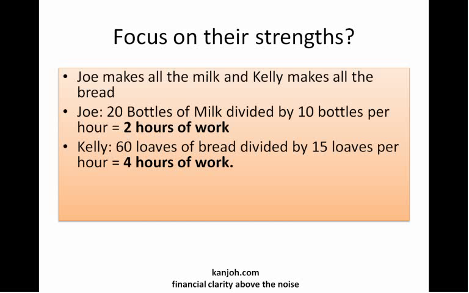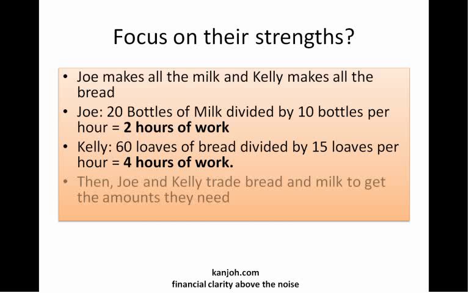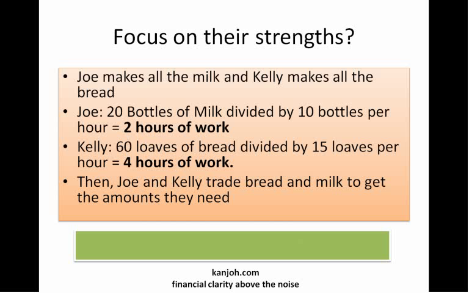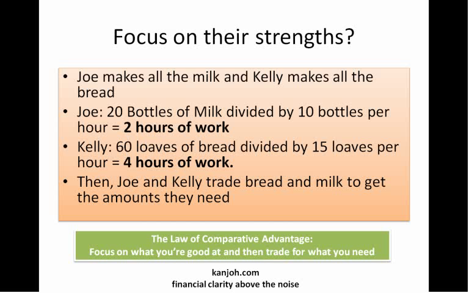And then, here's where it gets interesting. Joe and Kelly can trade the bread and milk to each other to get the amounts they need, and they can set prices as determined by the marketplace. This is the law of comparative advantage. You can focus on your strengths, focus on what you're good at, and then trade for what you need. And this will save the overall economy time and resources.